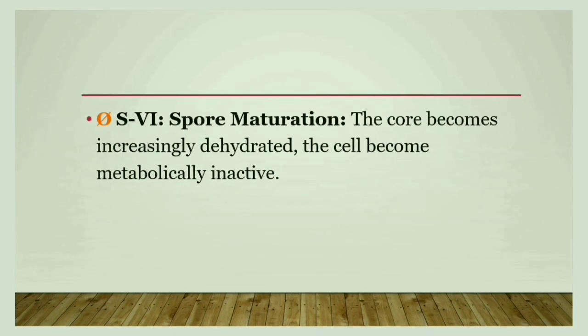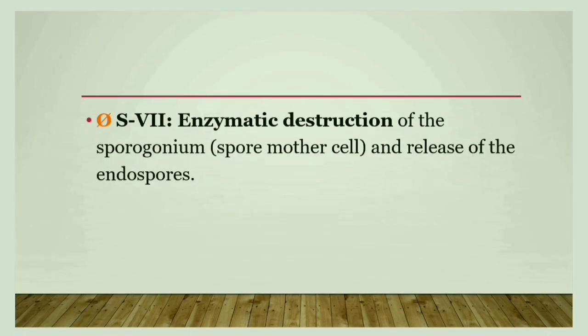The next step is the step 6, which is the spore maturation, and in this step the core becomes increasingly dehydrated. That is, the water is lost from the core by osmosis. So the cell becomes metabolically inactive. The next step, which is the last step, is stage 7, and in this stage the enzymatic destruction occurs. That is, the spore mother cell is destroyed and the endospore is released.